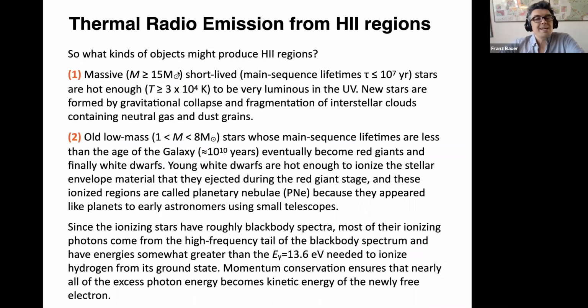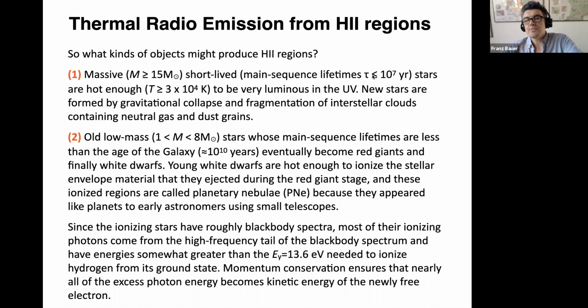So we can ask what types of objects actually make Strömgren spheres. One, of course, obviously, is massive stars, which is the example I just gave. Anything with a mass over about 10 or about 15 solar masses will be hot enough to have a surface temperature greater than 30,000 Kelvin. And that's hot enough to start generating UV photons, which can ionize the neighborhood.